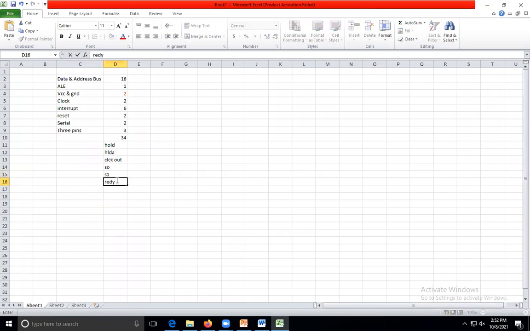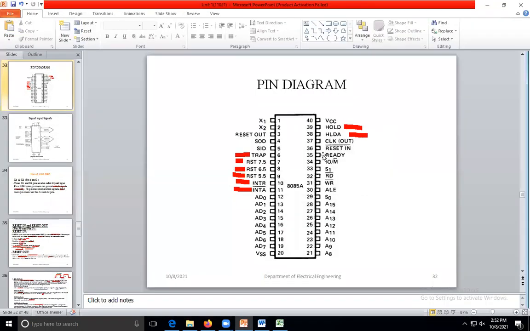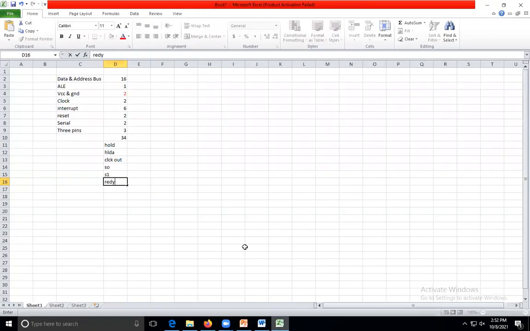This says whether our processor is ready to work or not. The ready pin is remaining. One pin is remaining, which is the ready pin. So you must remember this way.